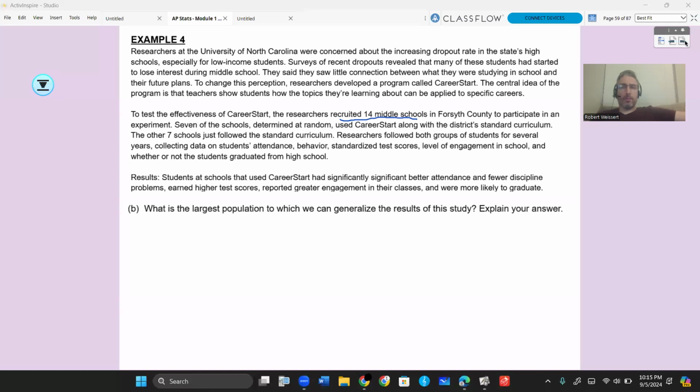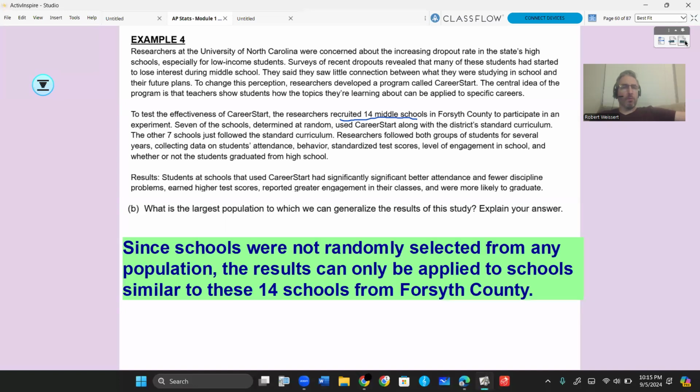It looks like they weren't randomly selected from a population, because we're talking about specifically 14 middle schools that were recruited, not randomly selected. So because of that word recruited, we can only apply it to the schools similar to those in the 14 schools that were recruited in Forsyth County. We can't go to a larger generalization than that.